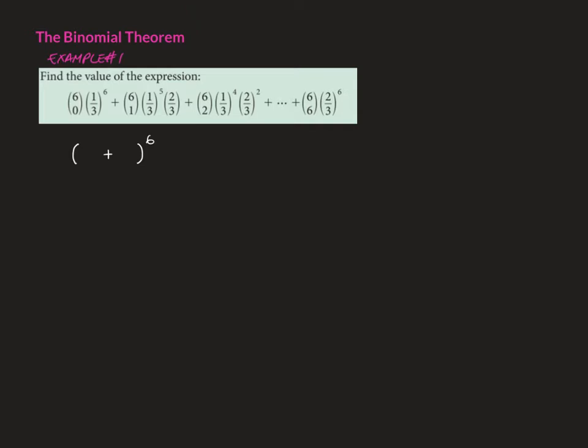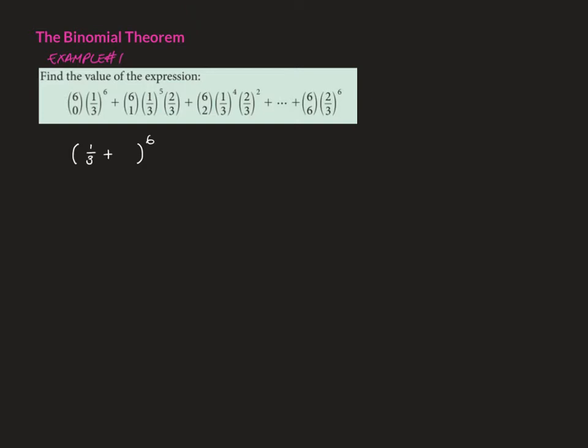So what is the original binomial? We can see from the sum that 1/3 is in powers that are decreasing. So 1/3 to the power of 6, 1/3 to the power of 5, 1/3 to the power of 4, etc. until the very last term, where 1/3 doesn't appear. So 1/3 has to be the first term of the binomial.